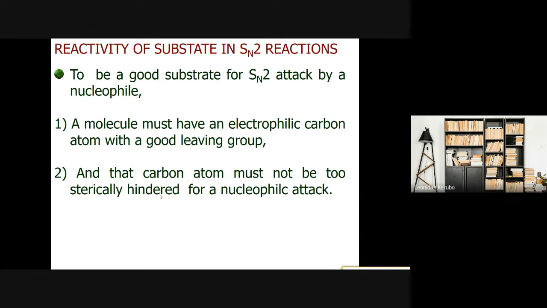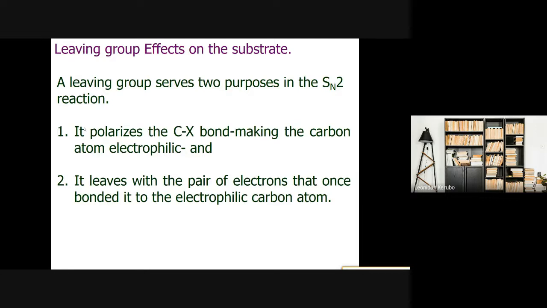For secondary alkyl halides, because they have two alkyl groups bonded to the carbon bearing the halogen, they are hindered to some extent. And for tertiary alkyl halides, the carbon bearing the halogen is bonded to three other alkyl groups, so it's completely sterically hindered and it does not undergo SN2 reactions. So tertiary alkyl halides do not undergo SN2 reactions. The second requirement is the leaving group, so we are also going to study the leaving group effects on the substrate.